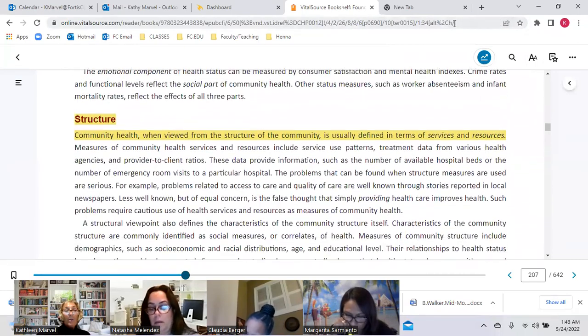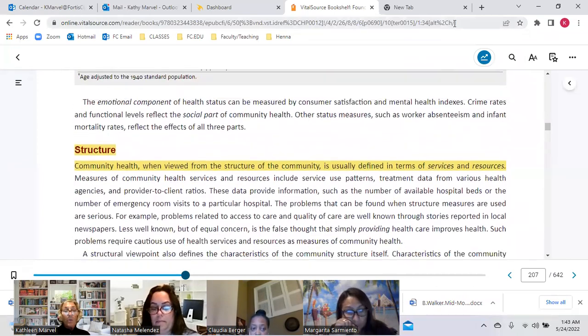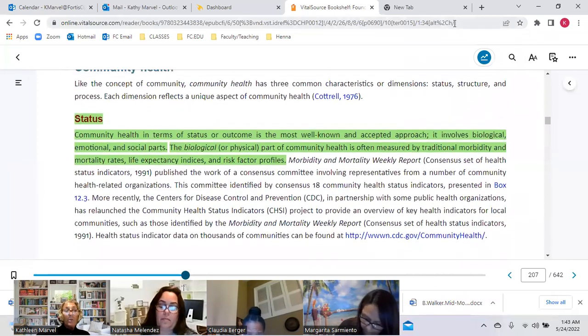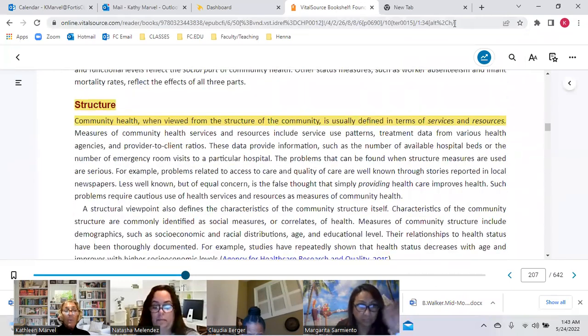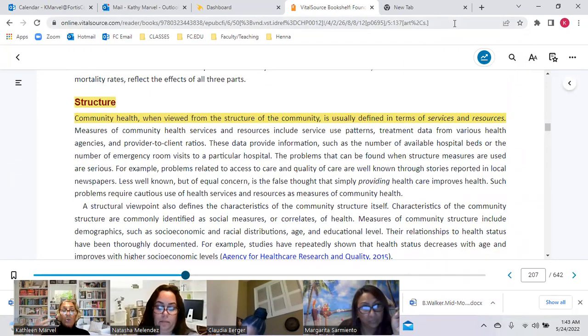And then we look at the community, the structure. What's the structure of the community? So there's 3 different ones. There's the status, the structure. Structure refers to resources, services and resources offered by the community.